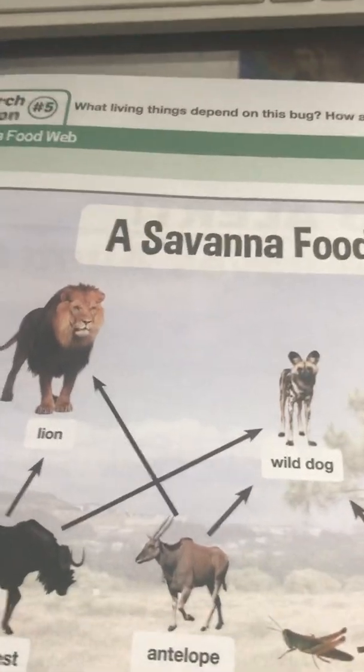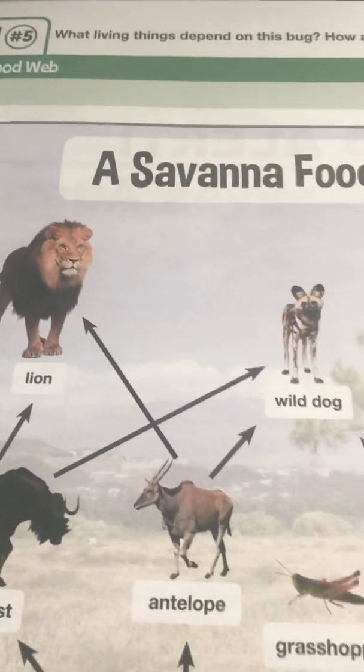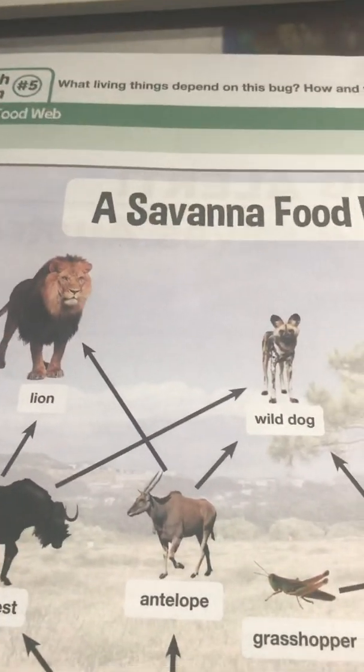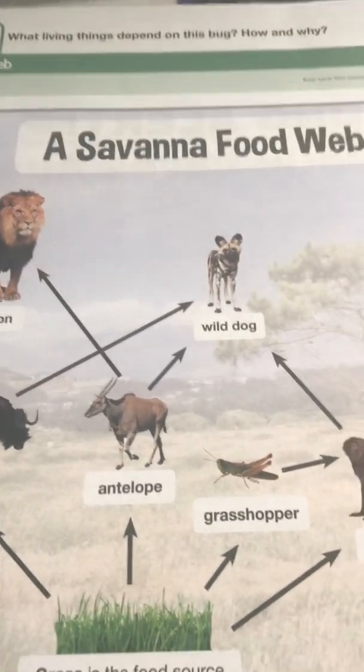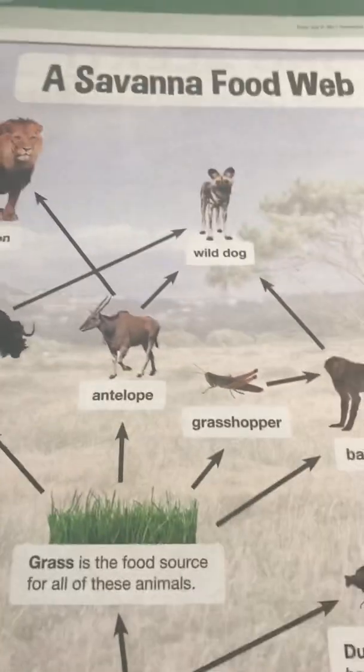We're going to be exploring research question number 5, which is what living things depend on my bug? How do they depend on my bug? And why do they depend on my bug? For example, I'm going to show you a food web.